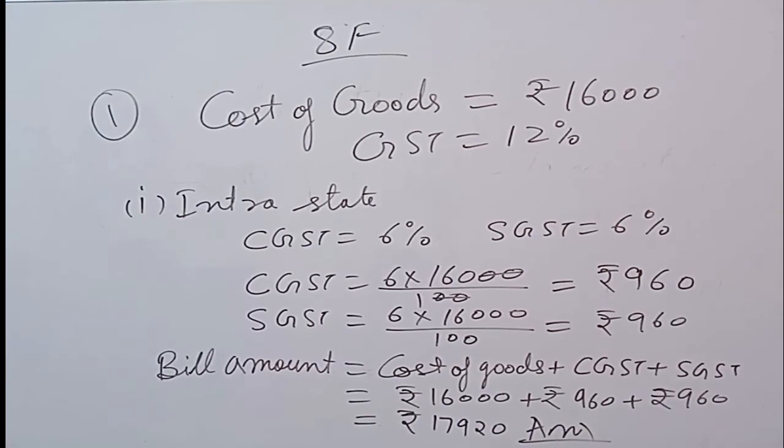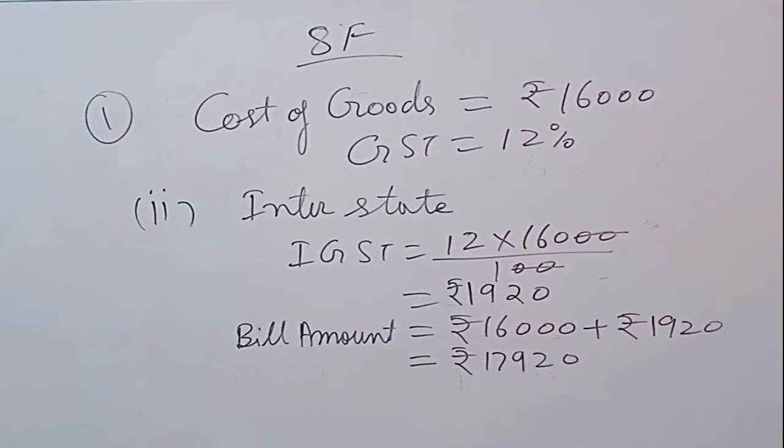Now I am taking question number 1 second part, interstate. That means we are supplying the goods from one state to another, and I already told you we have to calculate the GST as IGST, that means integrated GST, that is 12%. We will calculate 12% of 16,000 upon 100, that is 1,920, and the bill amount will be the cost of goods plus the IGST, that is 17,920. So that is the bill amount whenever the goods are supplied from one state to another. In that manner you can do the first and second part, and the other questions of the same kind you can do with the help of this explanation.